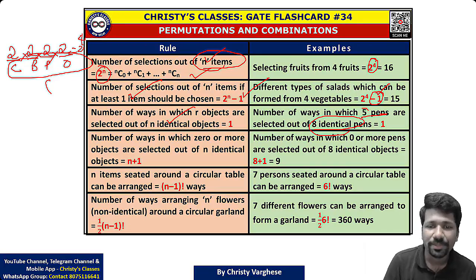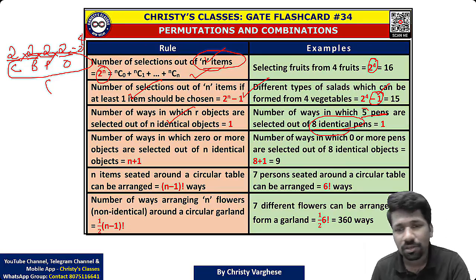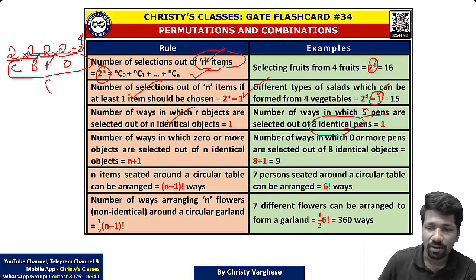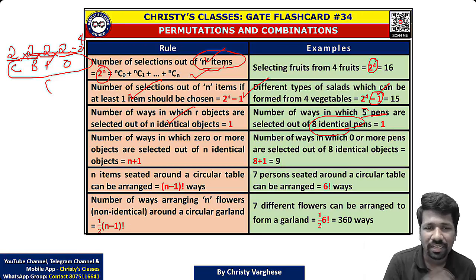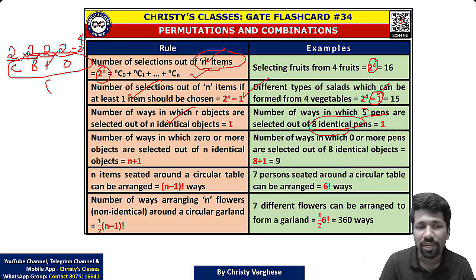समझ में आ रहा है ना? So according to the situation, you have to understand whether it is identical or not identical. Identical means looking same, Shashikala. Looking same. No way you can distinguish them. So you have to select 5 pens means whichever 5 pens you take, that is all the same selection itself. That is why only one way to do it.